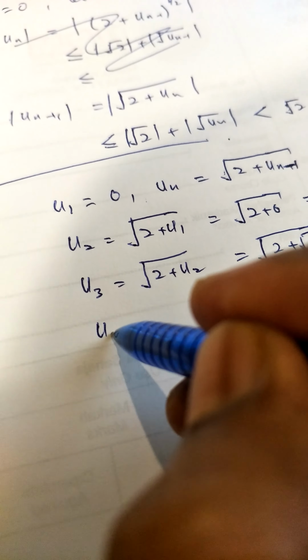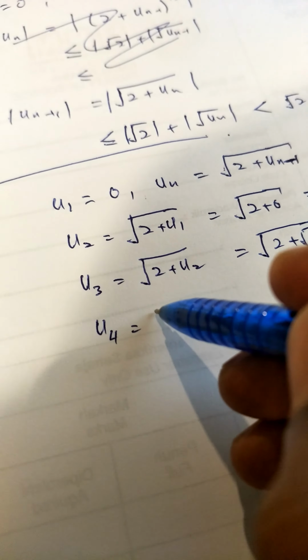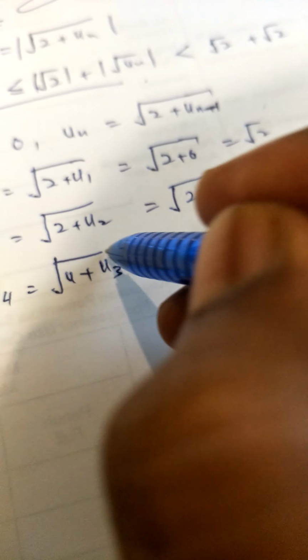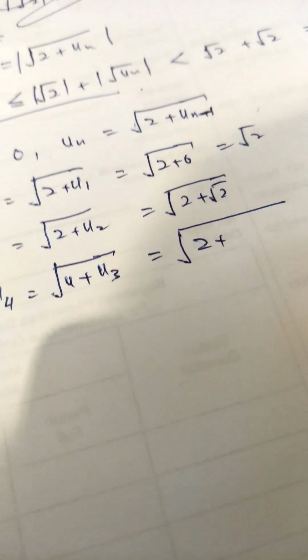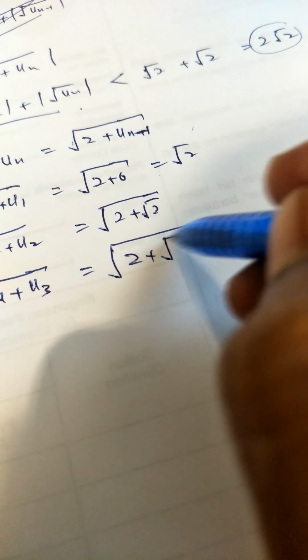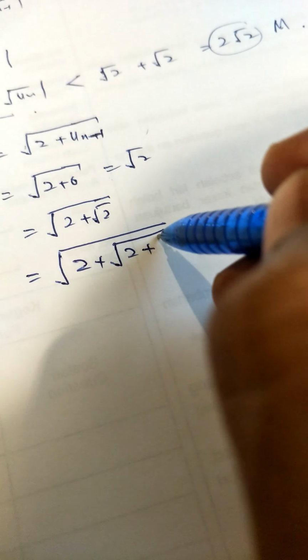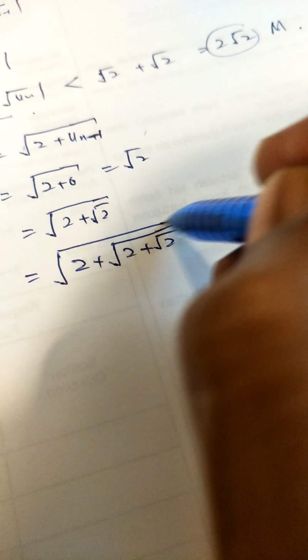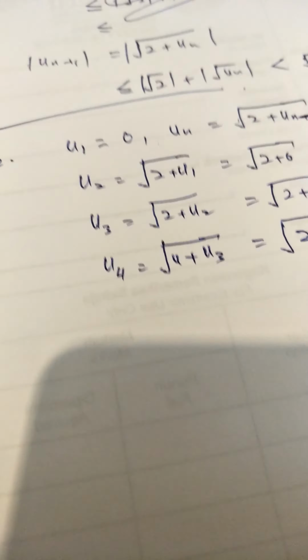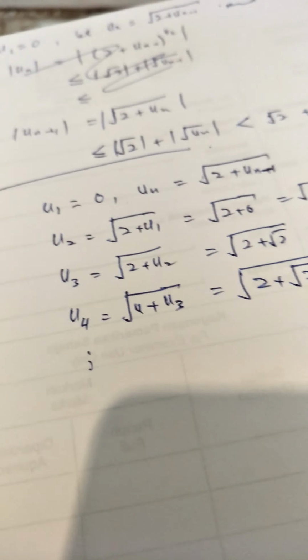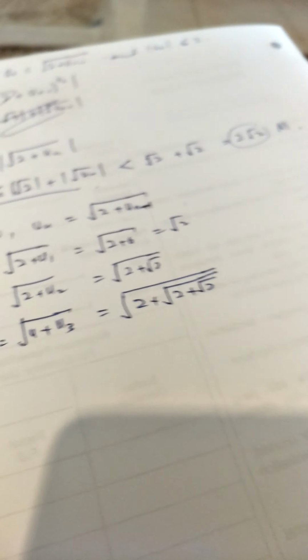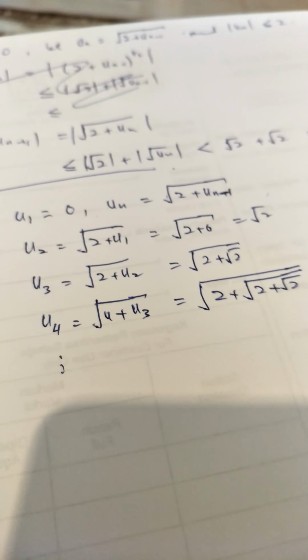And you can proceed. We can find u4, for example. So we have the square root of 2 plus u3, that gives you the square root of 2 plus the square root of 2 plus the square root of 2. And you can continue this up to un and so on. Now we want to show this. I think the best approach is using mathematical induction.